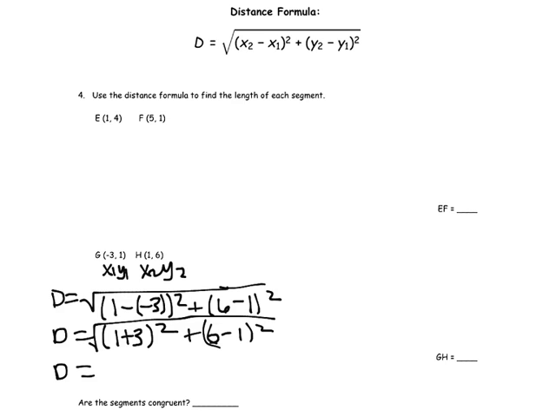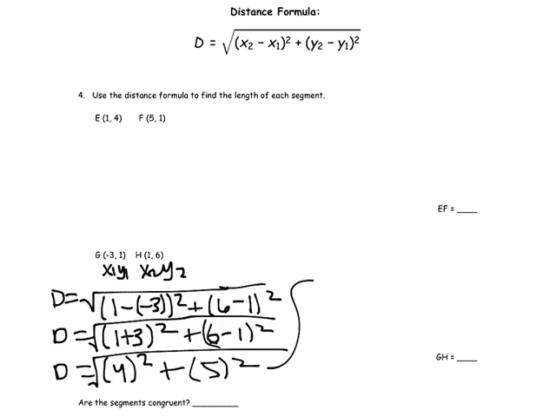Under that radical, plus 6 minus 1 squared. Okay, now I'm going to go ahead and do 1 plus 3. We get 4 squared. Make sure you got that radical. 6 minus 1 is 5 squared. So now I'm going to go ahead and square those values. We have distance equals 4 times 4 is 16, and then 5 times 5 is 25. Go ahead and add those: 16 plus 25, we get 41.